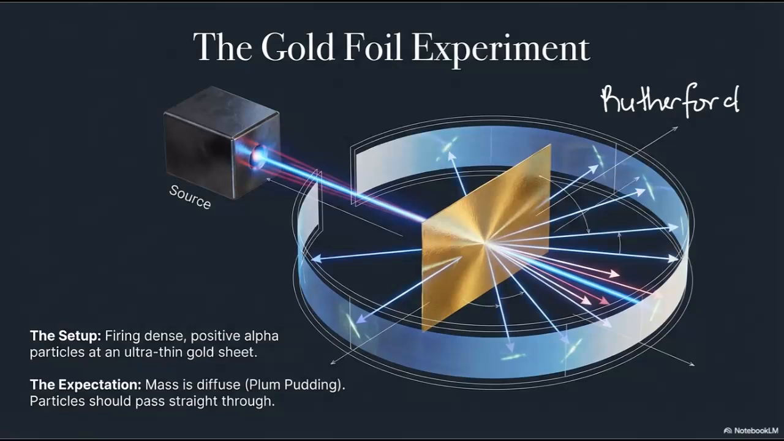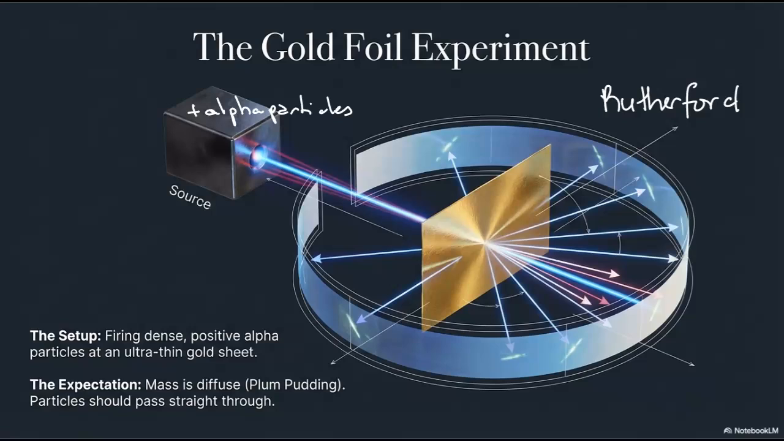The gold foil experiment uses a particle source that's positive in nature. So let me add that in there. So it generates positive alpha particles that are used to bombard a piece of gold foil. Then we have a detector around the gold foil to see what happens to those particles as they hit the gold foil.